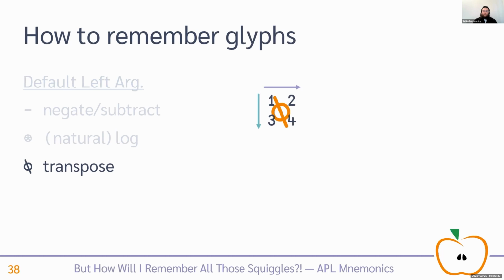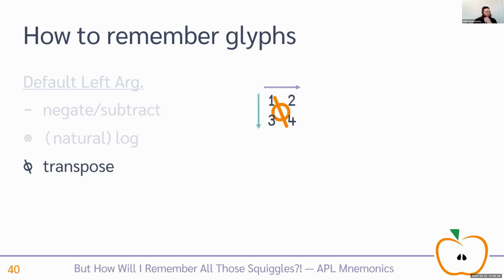So the default left argument isn't a constant like we had with logarithm, where it was e, and with negation, where it was 0. It depends on the argument you're giving it, but it's still predictable. And so if we apply this on just a normal table or matrix, we just flip the order of the axes.